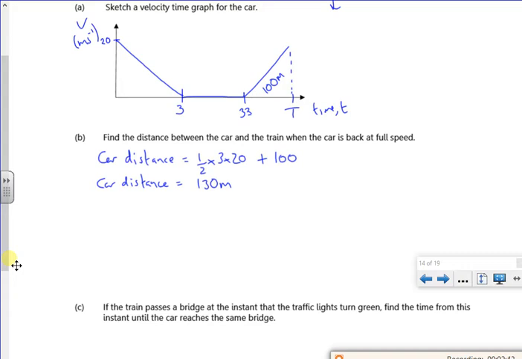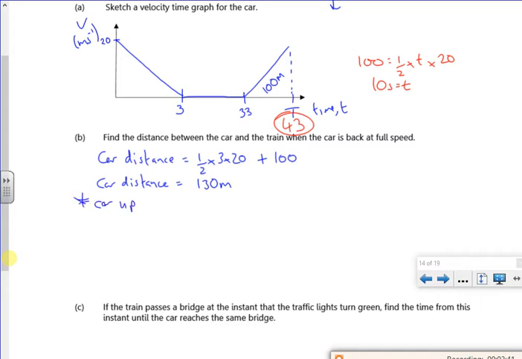For the car, for the time it would take to speed back up, it would be 100 over 20, so 5 seconds. Hang on, that's not true at all, because it's a triangle, not a rectangle. I'll have to double that, it'd be 10. So the 100 is a half times the time times 20, so it'll be 10 seconds. So that there is 43 seconds. I forgot to half it, I was doing a rectangle, not a triangle. Right, so 43 seconds is when the car's back up to full speed.